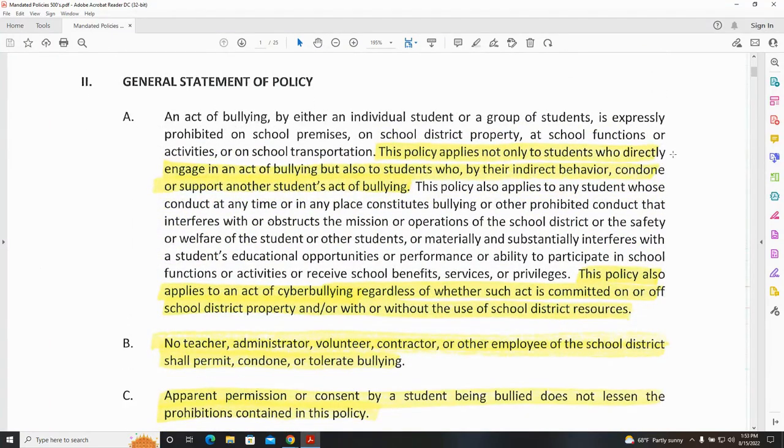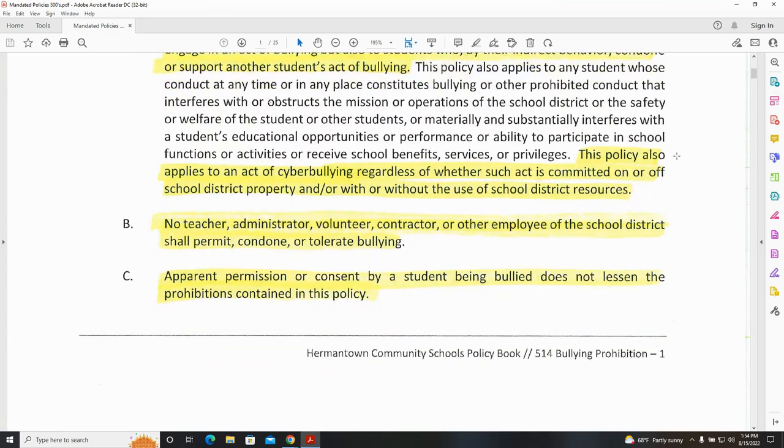So, in a general statement of policy, the policy applies not only to students who directly engage in an act of bullying, but also to students who, by their indirect behavior, condone or support another student's act of bullying. And this policy also applies to an act of cyberbullying, regardless of whether such an act is committed on or off school district property and or with or without the use of school district resources. So what that is saying is that if cyberbullying is taking place off of school grounds, outside of school times, if it ends up having an effect on the school day, we are obligated to address it.